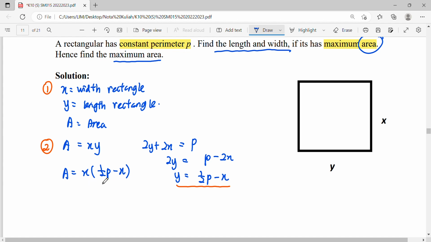p is not your variable, p is a constant. It will not change. The perimeter is constant. What changes are the length and width, so that the change gives the maximum result, the maximum area. So that is your step 2.